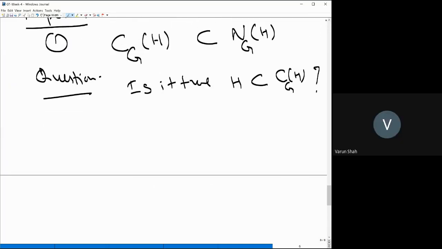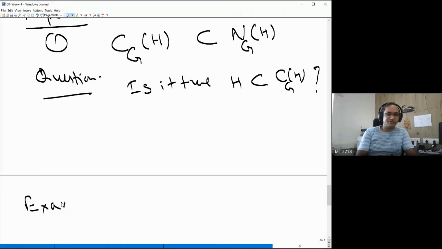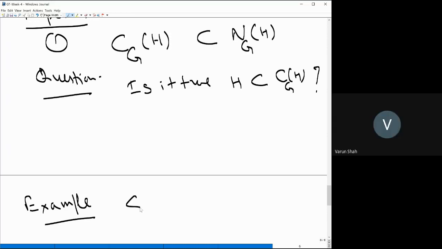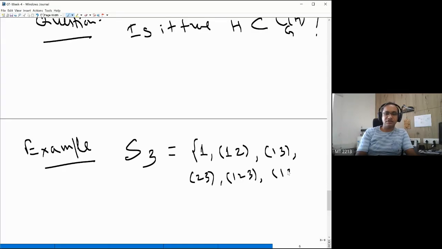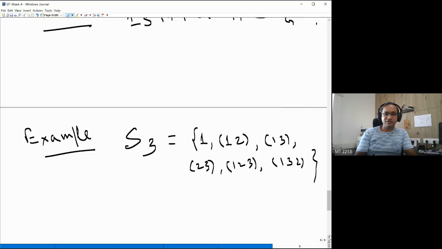The dihedral group. Right. Okay, the dihedral group of order 6, let's write down this example. Let's work with S3. S3 is the same as D6; they're isomorphic. So S3 has 6 elements, and we'll see if we can find an example here: identity, (1 2), (1 3), (2 3), (1 2 3), and (1 3 2). These are the 6 elements.